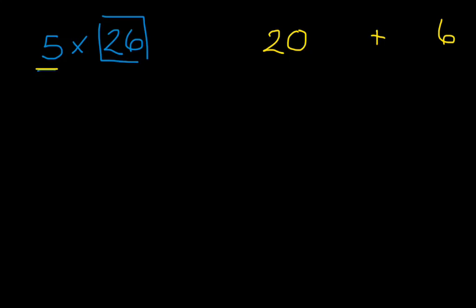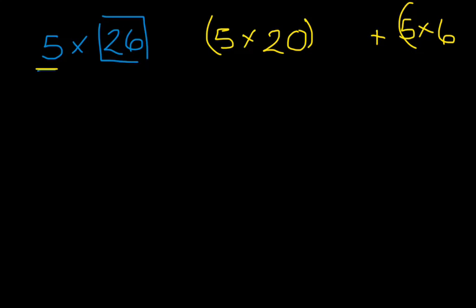So 5 is our other factor. So we're going to say I have 5 groups of 20. I'll put parentheses around there. Plus 5 groups of 6. Oops. Let me back up. All right, 5 groups of 20 plus 5 groups of 6. Sorry, it's a little sloppy. 5 times 6 is easy. We're going to call that 30.